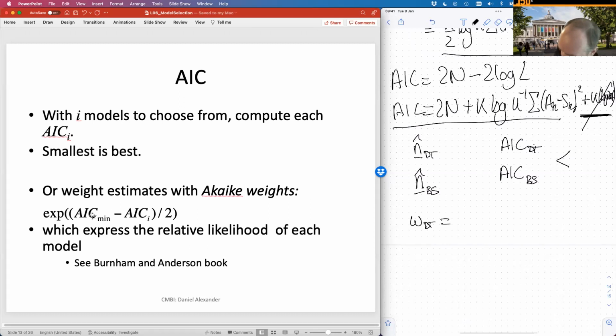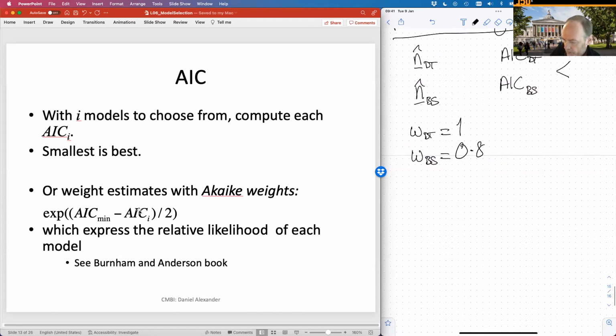So the Akaike weight for the model with the minimum AIC is just 1, whereas anything that's got a higher AIC will give us an Akaike weight which is slightly less than 1, e to the some negative number. So let's suppose that we get, I don't know, a number for the ball and stick of something like 0.8. So it's only a slightly less good fit to the data than the diffusion tensor, but nevertheless, it gets a slightly higher AIC and thus a slightly lower weight.